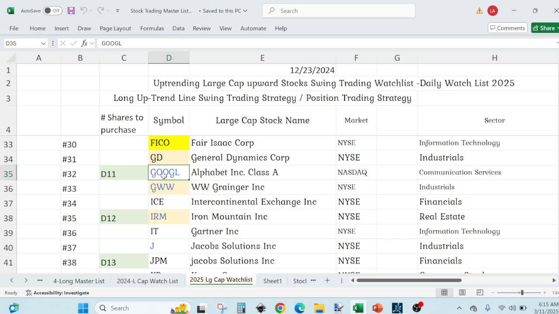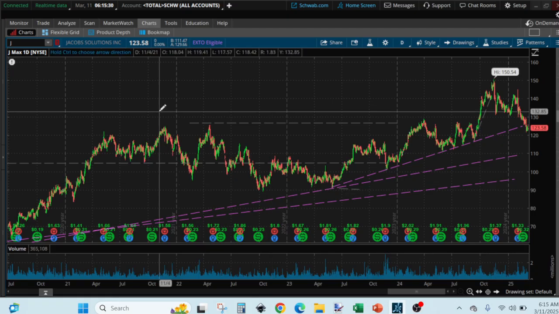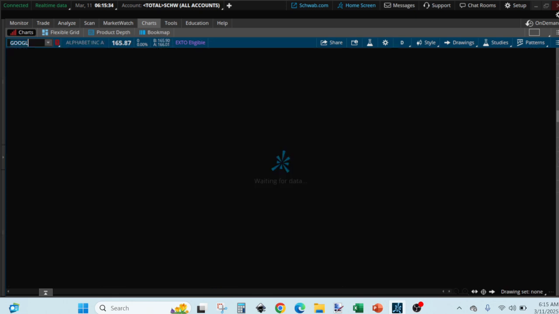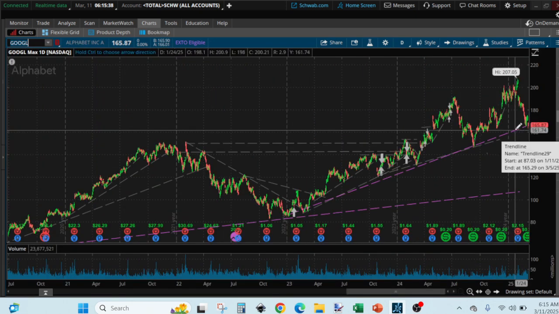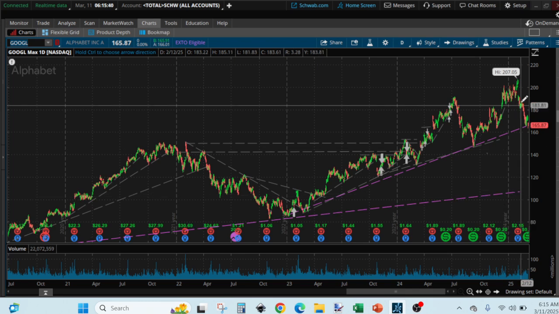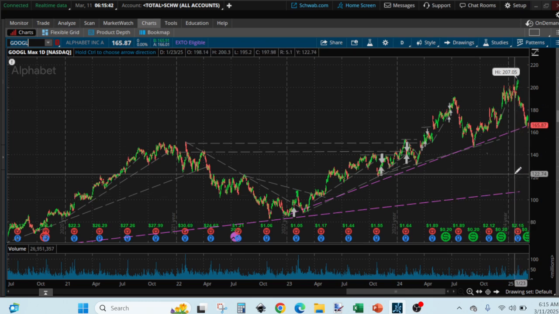work with for that strategy. Here we have upward large cap stocks, and we are going to analyze three in this video. The first one is Google. So I'm going to tap the Google symbol, and we have two trend lines to buy Google at. And yesterday the price went down. So let's zoom.